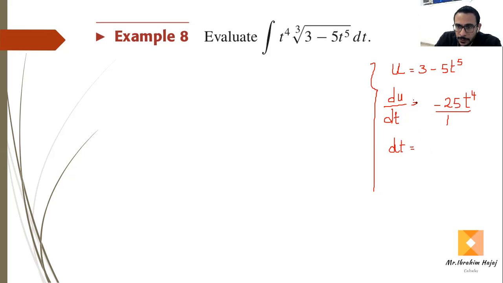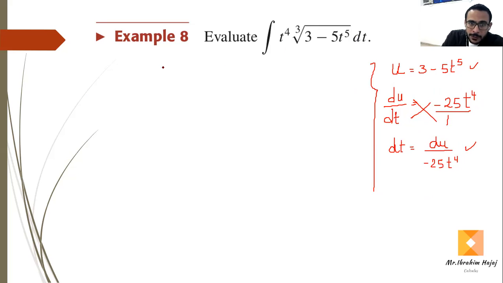Put it over 1 and then cross multiply, then divide again by negative 25t to the power of 4. That is the replacement: substitute negative 25t to the power of 4 for the dt. Okay. That's it. This is the dt and this is the u.